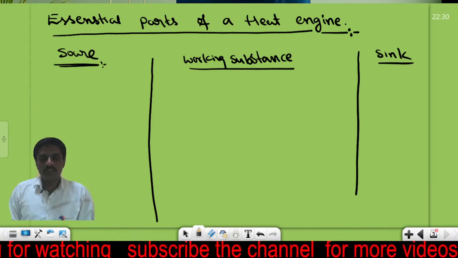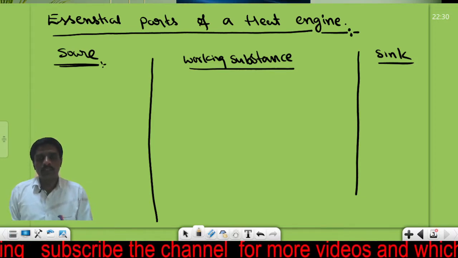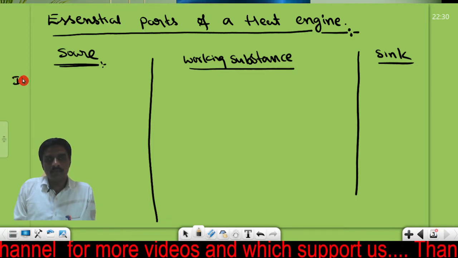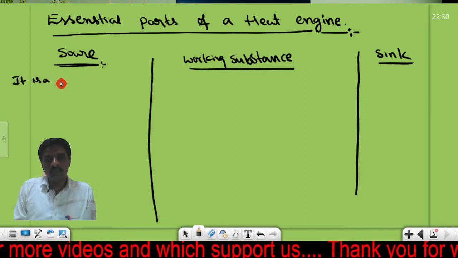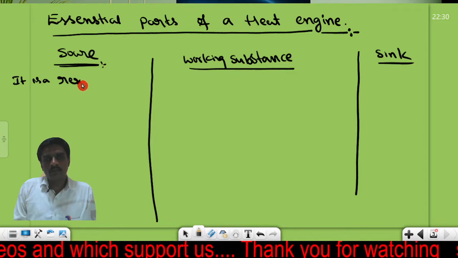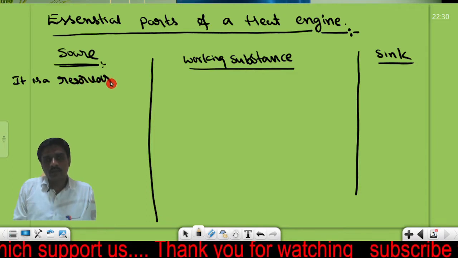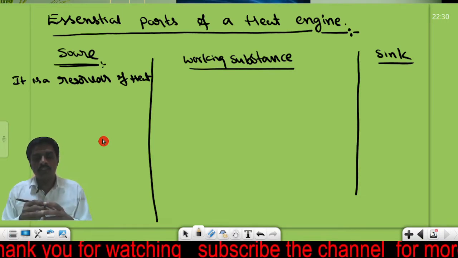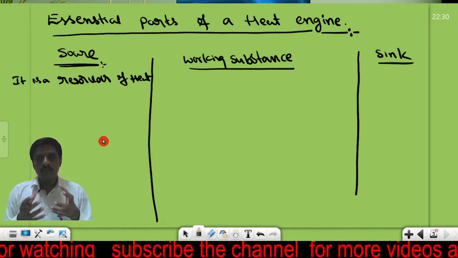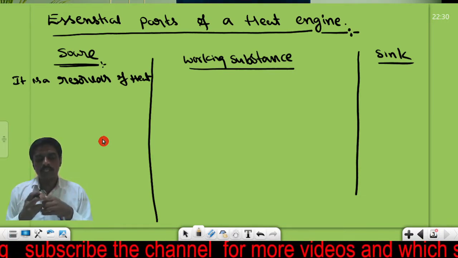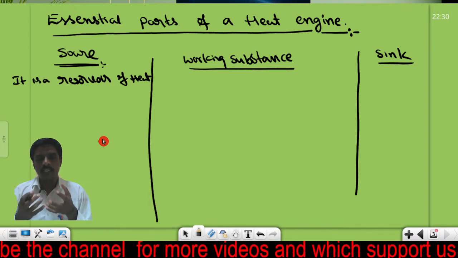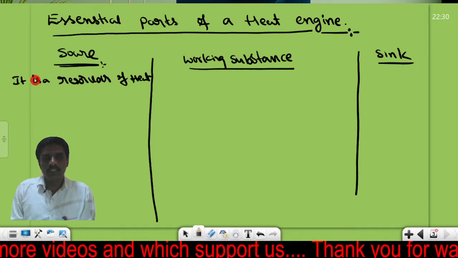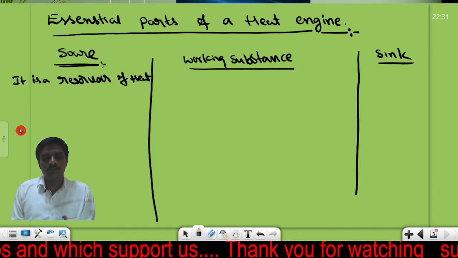Let me start with the source. Source is nothing but a reservoir of heat. So that means a large amount of heat can be available in this place. We can extract heat from this place, and a large amount of heat is available in it.